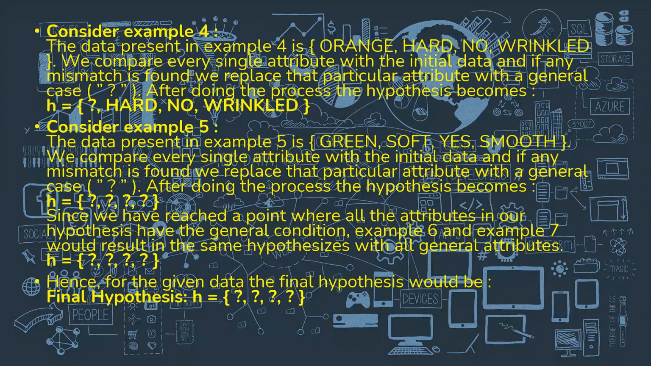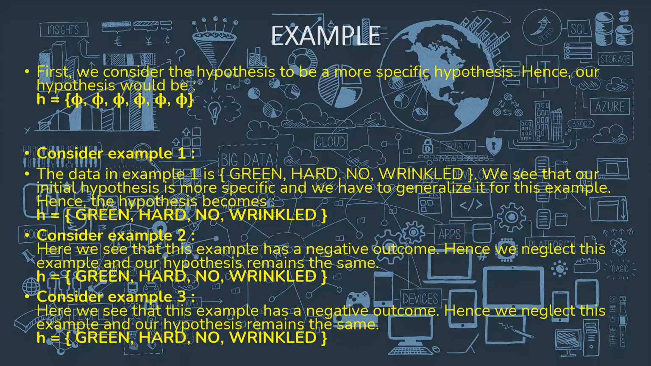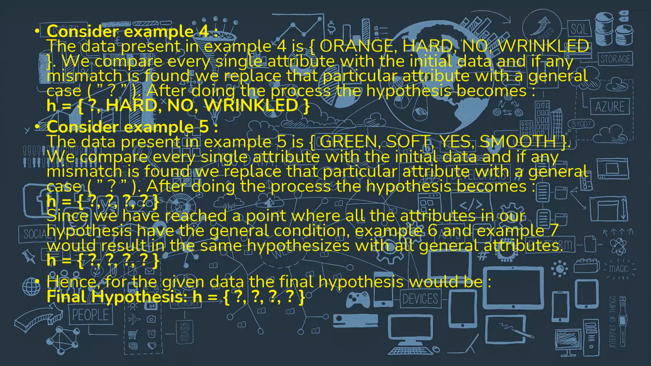The fourth example is data where orange, hard, no, winged is given. A mismatch is found, so we replace that particular attribute with the general case, that is a question mark. The hypothesis becomes question mark, hard, no, winged, because the hypothesis was green, hard, and here orange has replaced green. So we have to generalize that data, and a question mark is placed in that position.